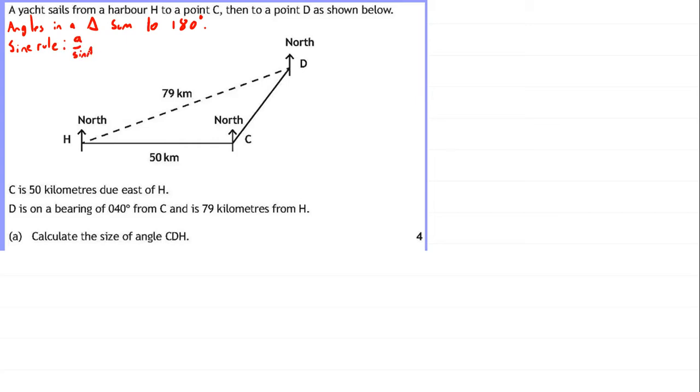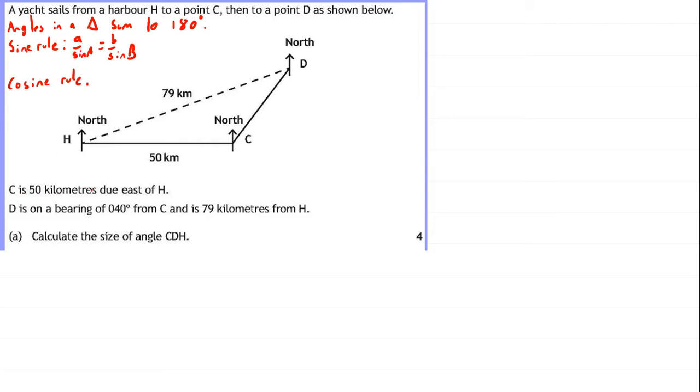a over sine A equals b over sine B. So I'm just going to write that down. I know the cosine rule. Okay, I'm not going to write that here just for reasons of space, but I can look that up. I know the cosine rule, so I'm going to write that down as well. So I've just written down a couple of things that I know about triangles because these things might come in useful.